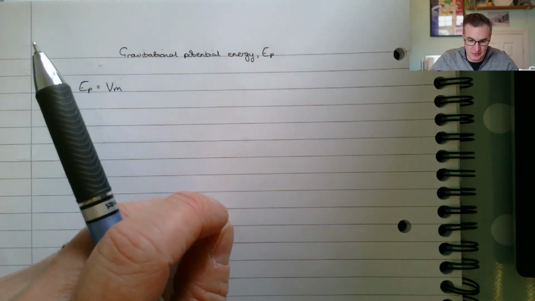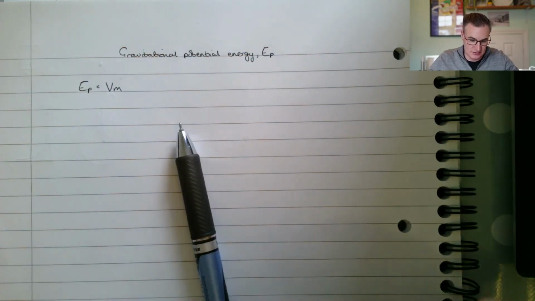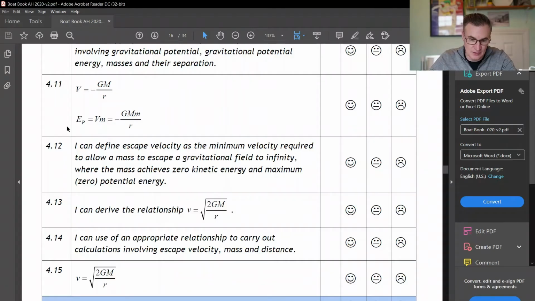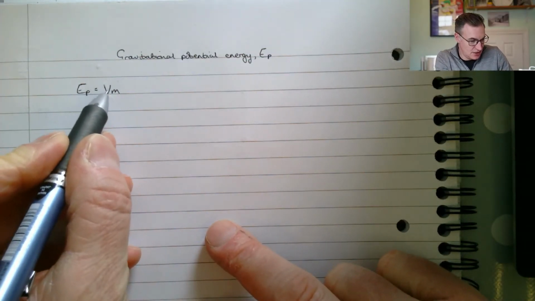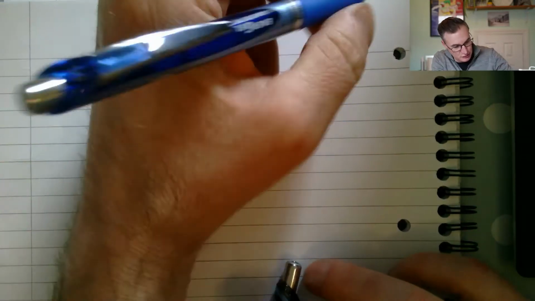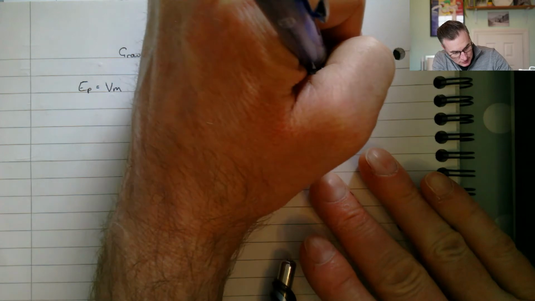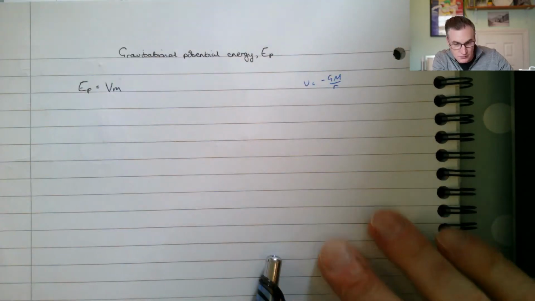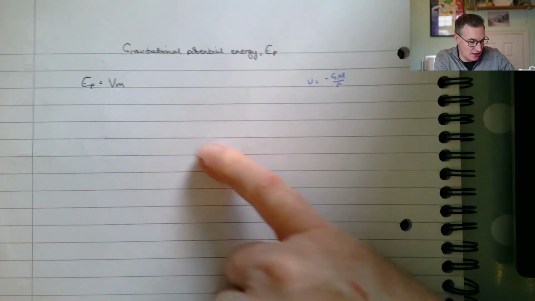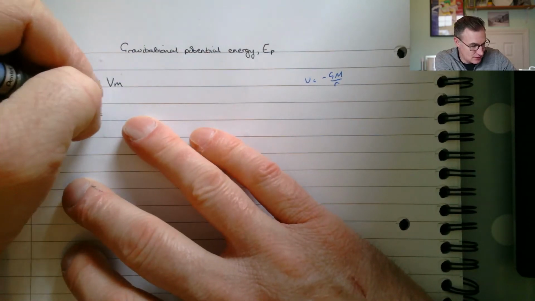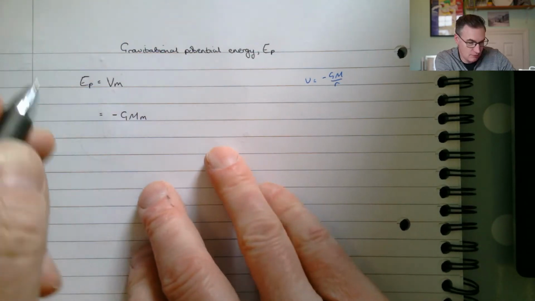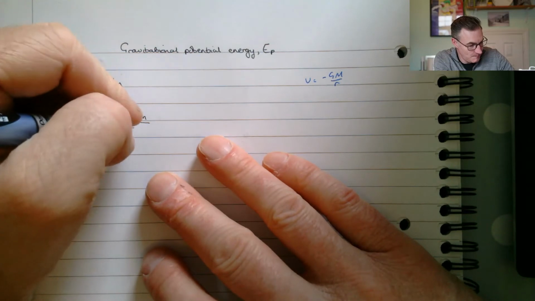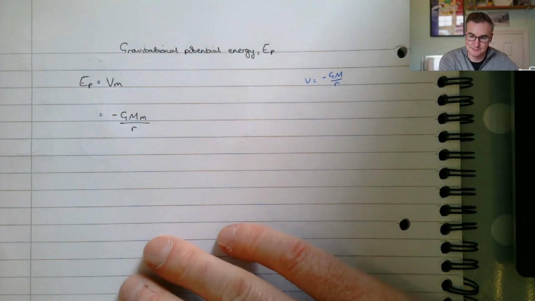And indeed, if we look at the learning intentions, we'll see here that EP is equal to Vm. And if we take V, our gravitational potential, remember V is equal to minus big G big M over R, then just multiply that by mass, we get EP is equal to minus big G big M m over R. Okay.